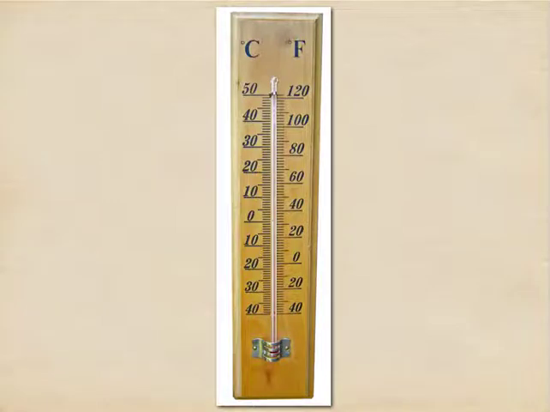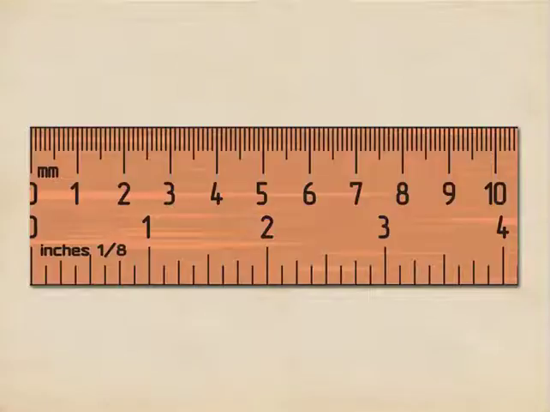Another place we see two scales all the time is on rulers. Your ruler probably has inches and millimeters marked on it. And again, we know it's really easy to convert from one to the other. You just multiply or divide by the right number, and you turn millimeters into inches or inches into millimeters.